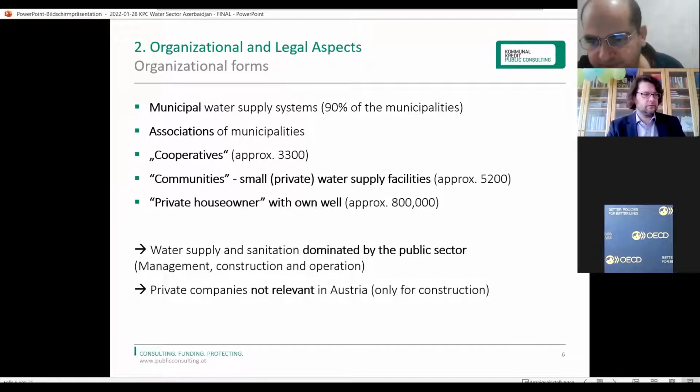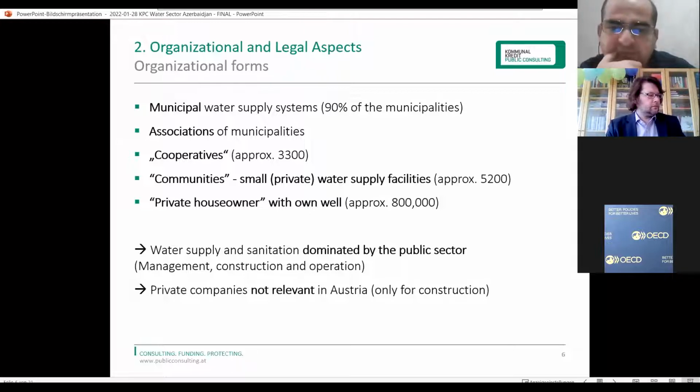So, our organizational forms, as I've said, the most important organizational form is the municipality. And 90% of the water supply systems are serviced and operated by the municipalities themselves. The second one, which is also for rural areas and larger areas, is the associations of municipalities, which are very popular in Austria. So we have, I think, 200 of them, and the municipalities like to cooperate. The next three forms are quite interesting, and I want to go into detail on the next slides: the cooperatives, the communities, and the private house owner.